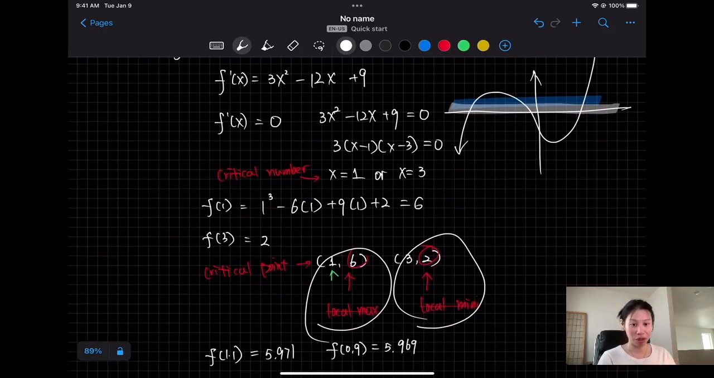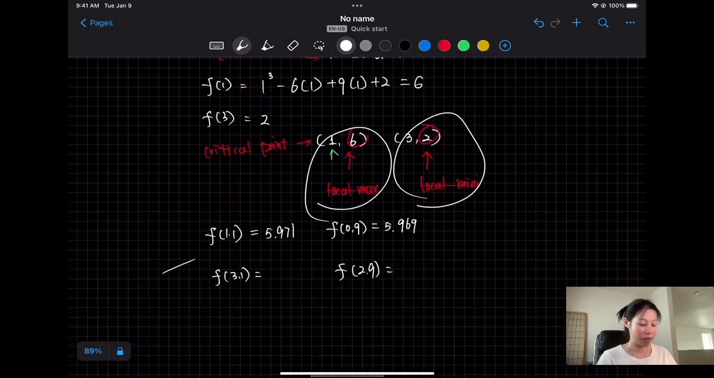Okay, so now this is one way. Earlier we just introduced a way to calculate the local maximum and local minimum by plugging in the numbers nearby. So now let's think about, is there an easier way to do that without just plugging in numbers multiple times? Well, another way to do it is to use the second derivative.